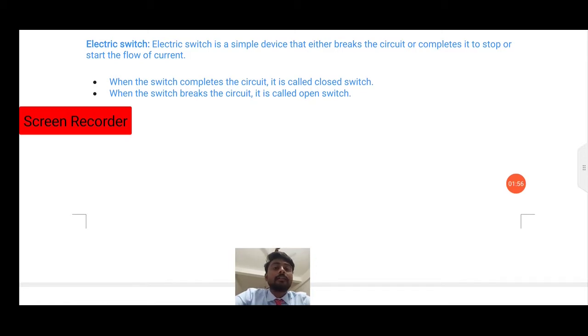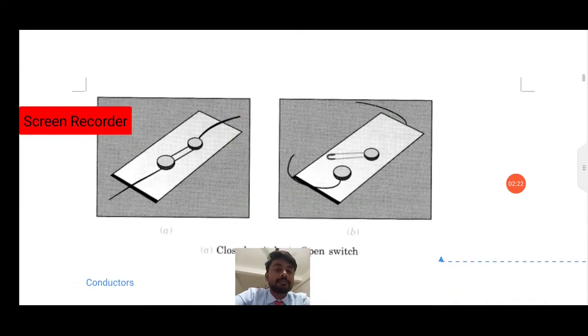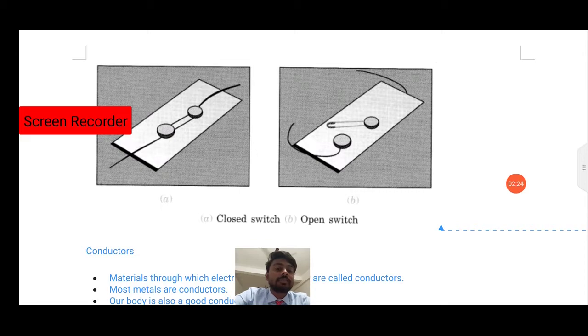Okay. First point: when the switch completes the circuit, it is a closed switch. When the switch breaks the circuit, it is called an open switch. See students, closed switch and open switch.